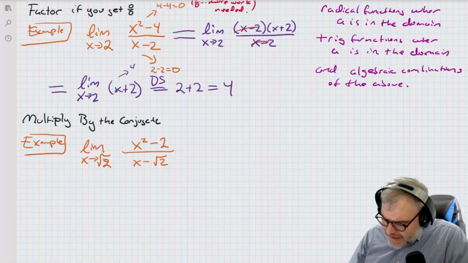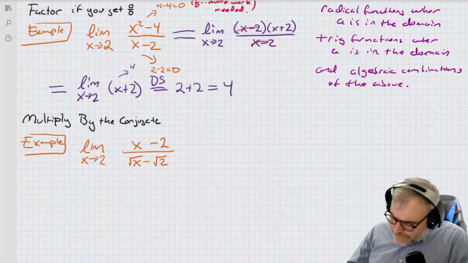Okay, or let's make this x minus 2 on top. I'm sorry, I'm going to do this to you. Let's make this a square root of x minus the square root of 2, and let's make this 2. There we go. That looks nicer.